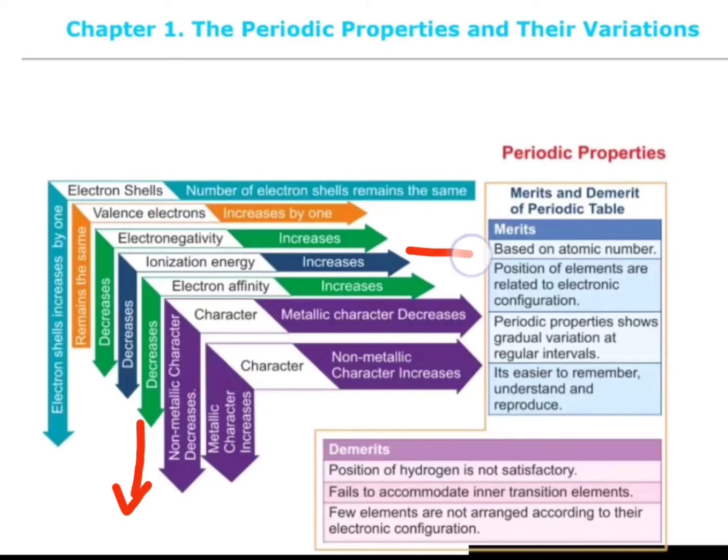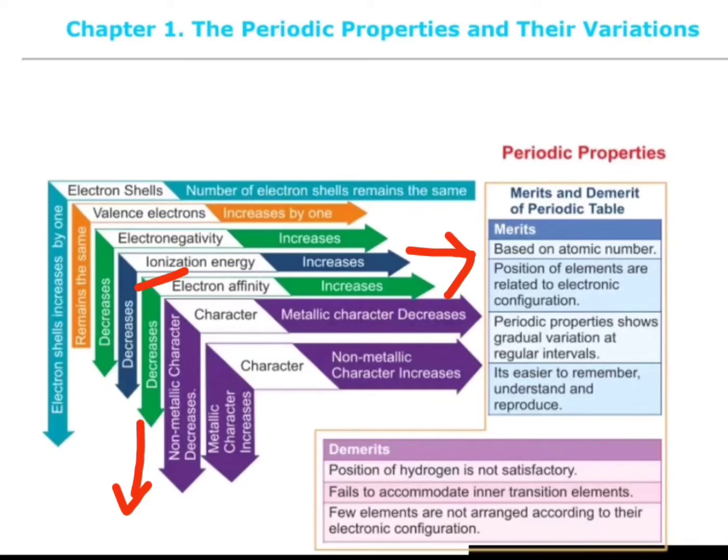While in periods it increases because the size of the atoms decreases. Due to the decrease in atomic size, the electronegative character increases and the force of attraction of the nucleus increases. That is why we need much more energy to remove one electron from the valence cell. So ionization energy increases in any period from left to right, while in a group it decreases.